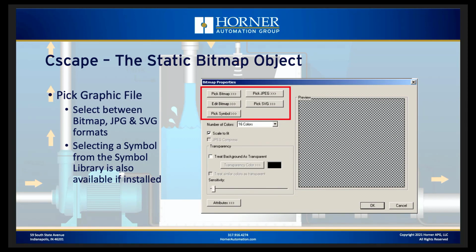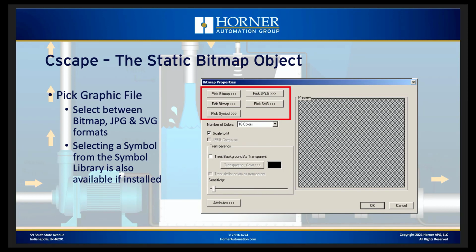And you have your choice between JPEGs, bitmaps, and SVG, or scalable vector graphic format. And when you click on one of those buttons, you're going to get a dialog box that pops up that allows you to select the file that you want to import. Now, if you're using the version of Cscape that includes the symbol library, then you're also going to have an option to pick your image from the symbol library. But we'll talk about that in more detail later.